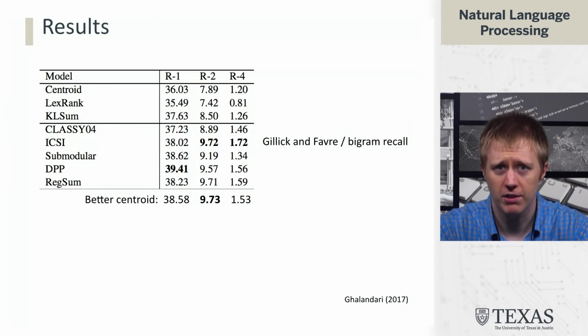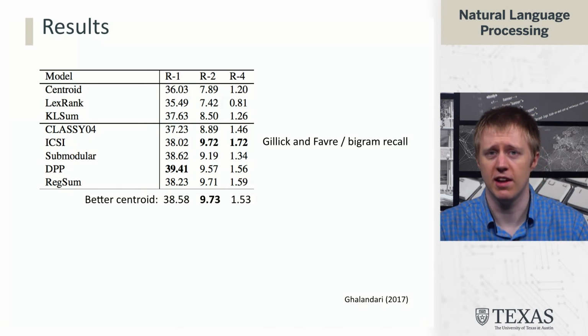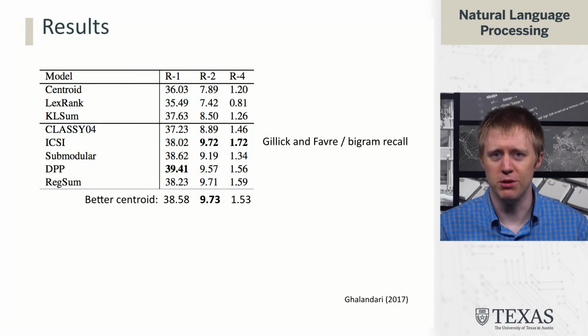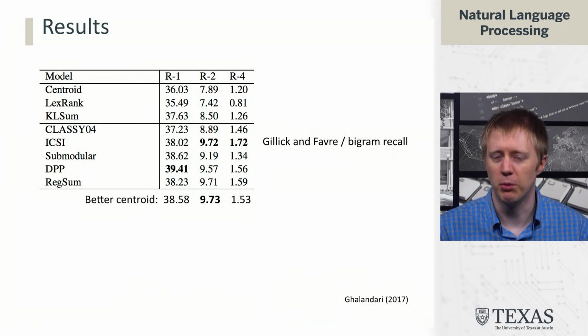So here's a comparison of some of the different things that we saw along the previous few slides. And the first thing you'll notice is that Rouge 4 is really, really low. This is out of 100, so it's 1.72 out of 100 for this Gillick and Favre system, which is the ICSI system.